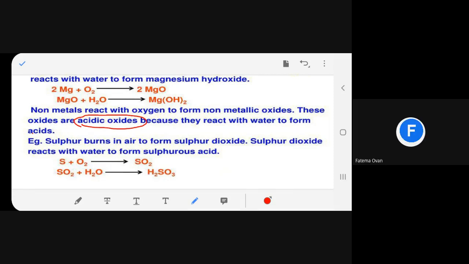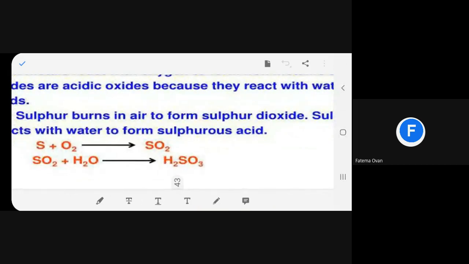It's in powder form. Now sulfur plus oxygen. What do you get? Sulfur dioxide. Right, beta? Yes. And this sulfur dioxide, when it reacts with water, forms sulfurous acid. Now here, S is 1, S is 1. Oxygen is 2, oxygen is 2. Is it balanced? Yes, beta?